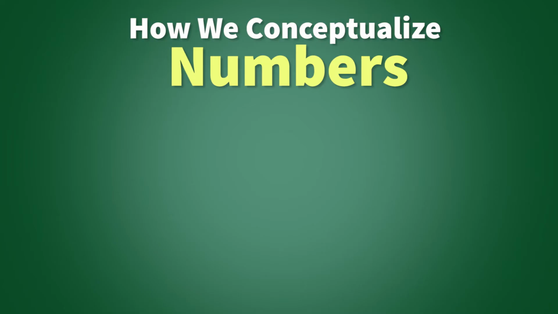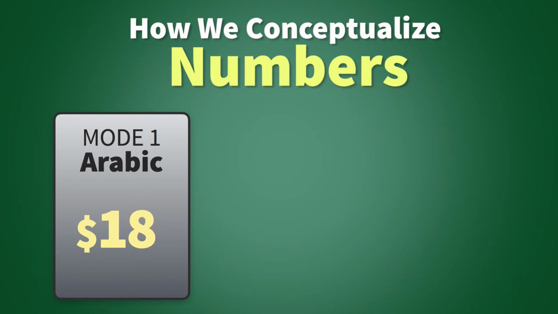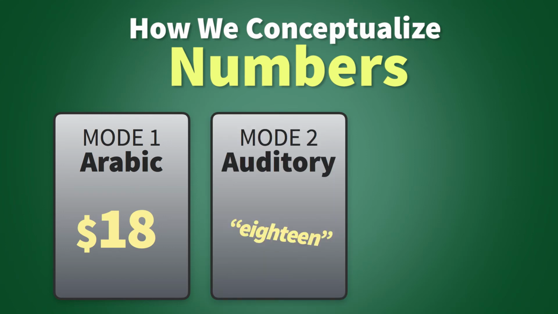The first representation is the visual Arabic number, such as 18. This representation helps us with mathematics and calculations. The second representation is the auditory verbal word, so this would be the written version of 18. We associate those words and sounds with that number.